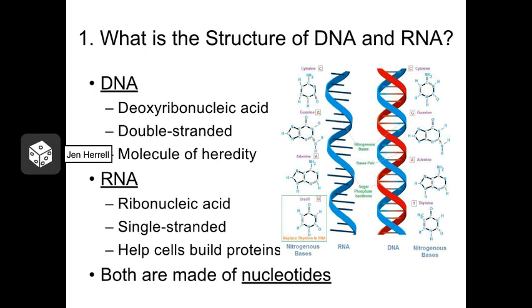Let's review the structure of DNA and RNA. Both of these large polymers are in the nucleic acid group, and that means that they are both constructed of these little monomers known as nucleotides, which we'll take a closer look at in a moment. Now, DNA has kind of a classic shape. It's called a double helix, and that's because it's made of two strands of nucleotides that are wound together. We say it is double-stranded.